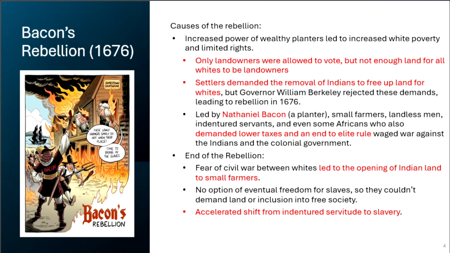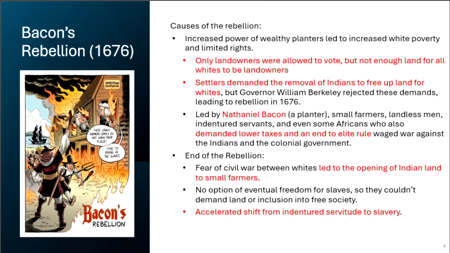Well, for one, it pushed the colonial government to open up more Native American land to white settlers, which only escalated those conflicts. But it also played a crucial role in solidifying the system of racial slavery. So how did a rebellion against the elite end up strengthening slavery?